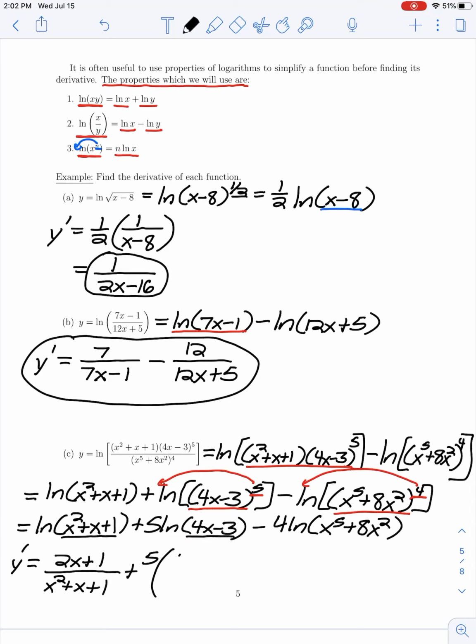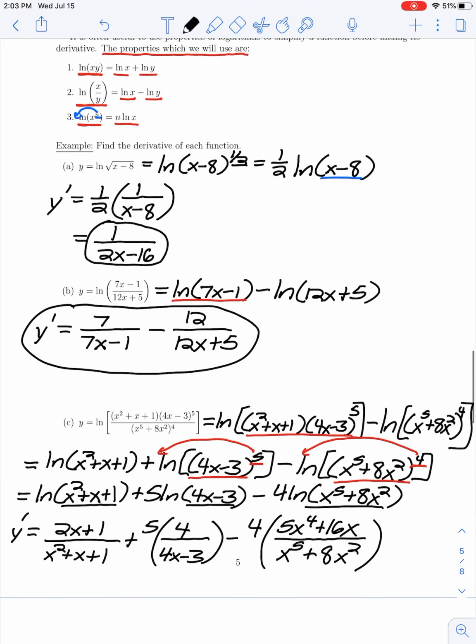Then we're adding 5 times the derivative of natural log of 4x minus 3, which is found by taking the derivative of that inner function, so 4, divided by the inner function itself. And then I have a minus 4 times the derivative of this last logarithm, which would be found by taking the derivative of the inner function, so 5x to the fourth plus 16x to the first, divided by the inner function, which was x to the fifth plus 8x squared.